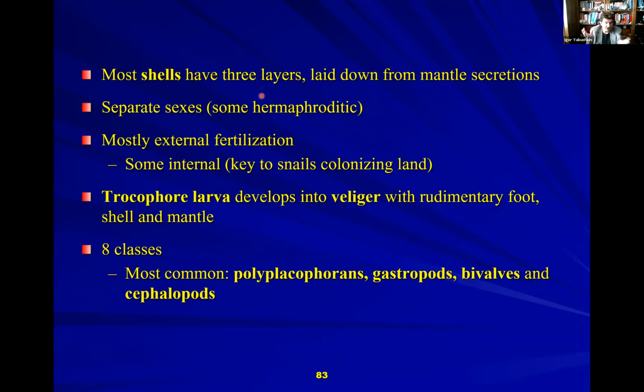Anyway, most of those particular creatures will have separate sexes, meaning males and females. However, some of them will be hermaphroditic. Generally, most of the snails, if you see a snail in your backyard or front yard, doesn't really matter, most likely that's a hermaphrodite, meaning it has male and female gonads at pretty much the same time. Can it self-fertilize? Technically, yes, but most of the snails will find a pair.